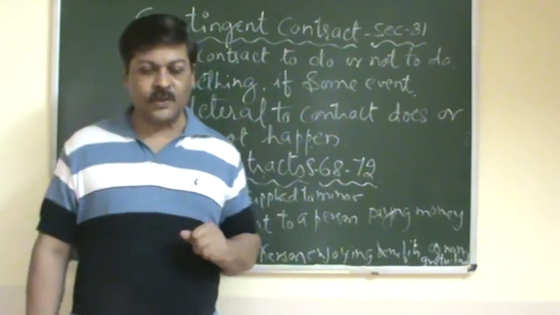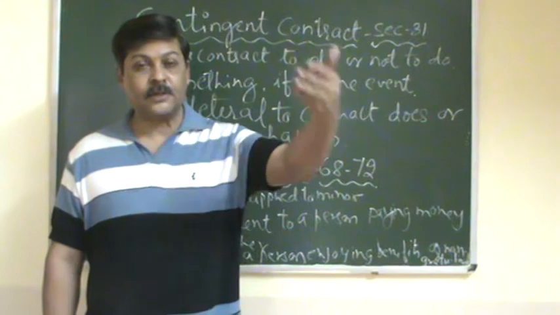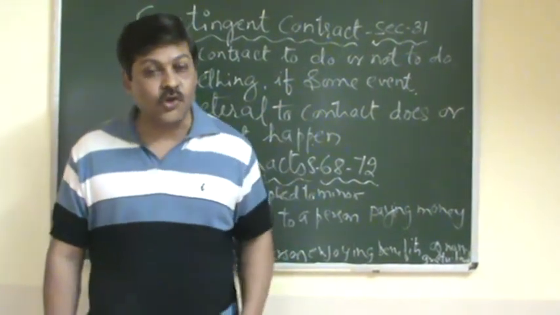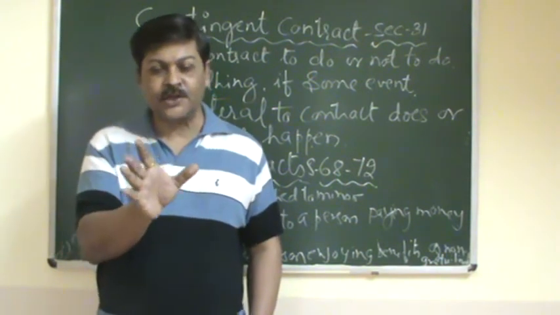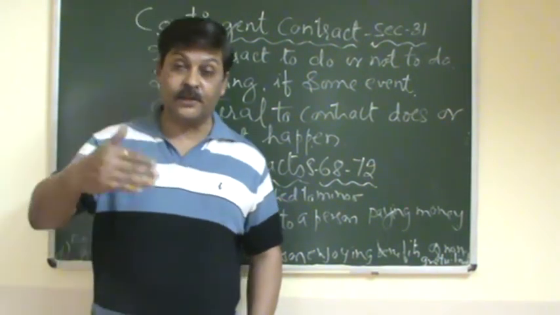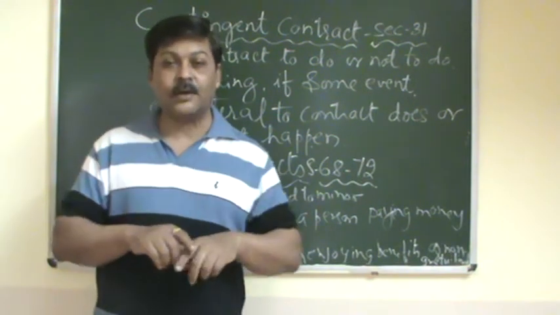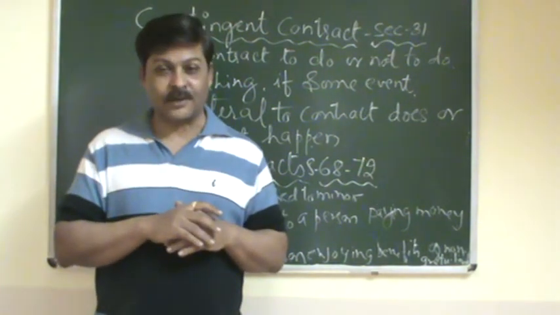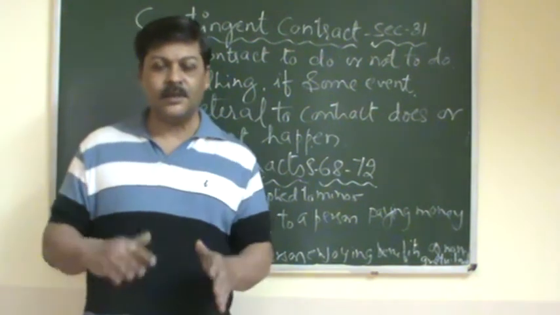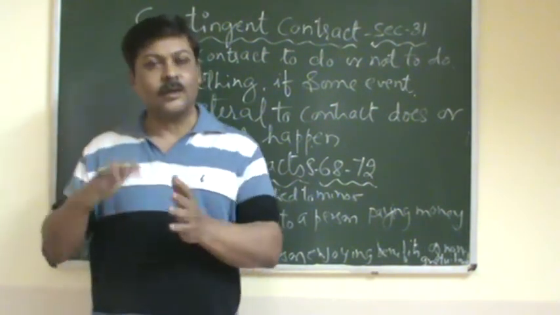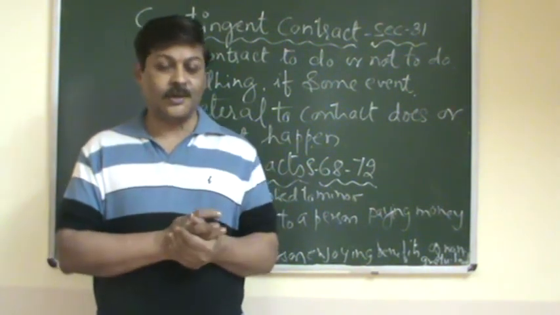So section 31 says, where the performance of a contract depends upon the happening or not happening of a future event, that is the most important characteristic of this contingent contract. It depends upon the happening or not happening of a future event that is collateral to the contract, which is very important to the contract. So if that event takes place or doesn't take place, then the question of performance comes. So that is a contingent contract.